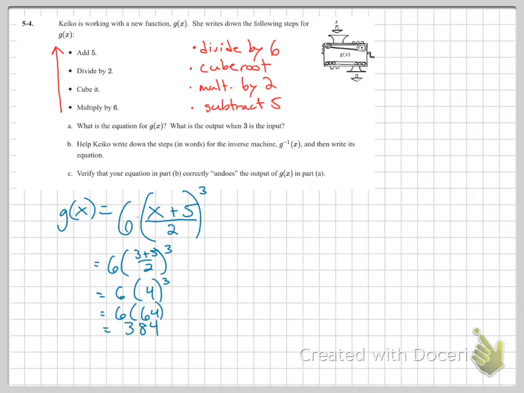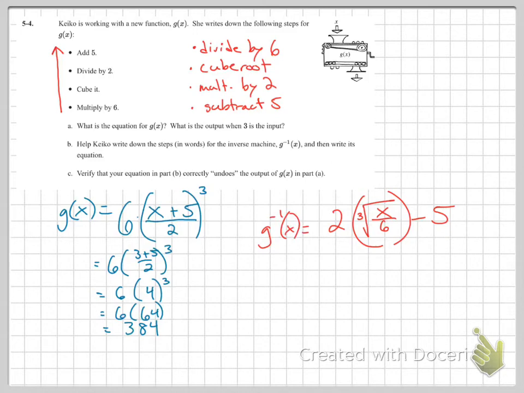So to come up with the equation, g inverse, I'm just going to do what it says in red, in the order it's written, because I already did it backwards. I'm going to take an x, and I'm going to divide it by 6. Then I'm going to cube root that. Then I'm going to multiply that whole answer times 2. And then I'm going to subtract 5. This is what g inverse of x equals.